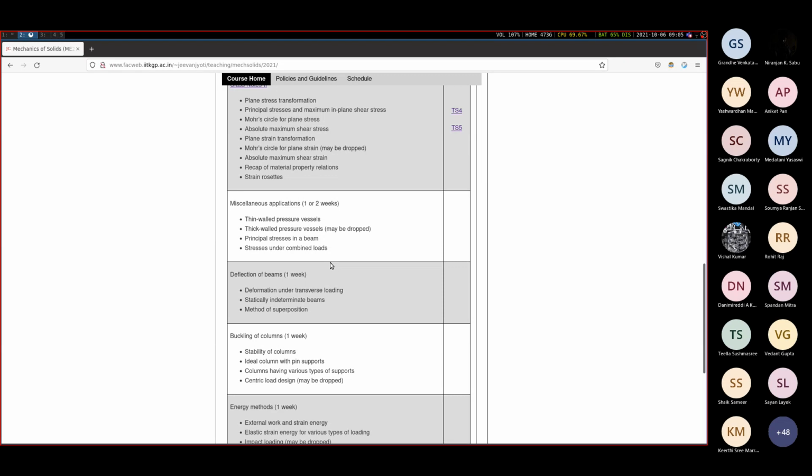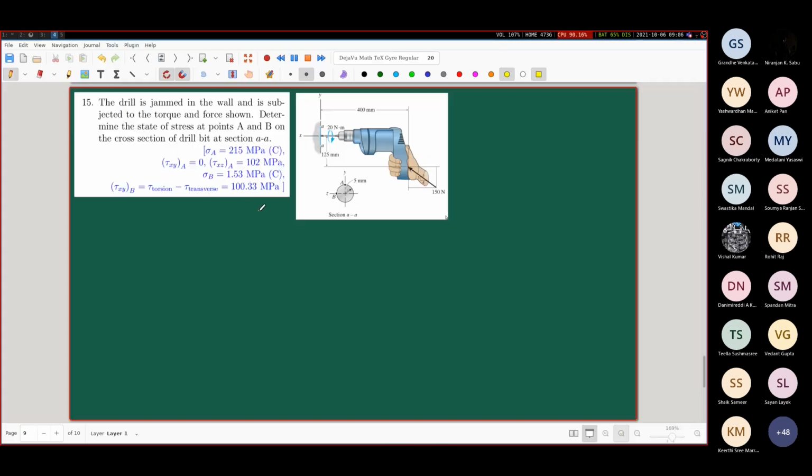Towards that end, stresses under combined loads, there is no theory here. You just have the applications of the various things which you have been learning till now. There is no new formula or anything. It's just combining different formulas in appropriate scenarios. That is why I have given you this problem, and there can be innumerable other such problems. So look at this question.